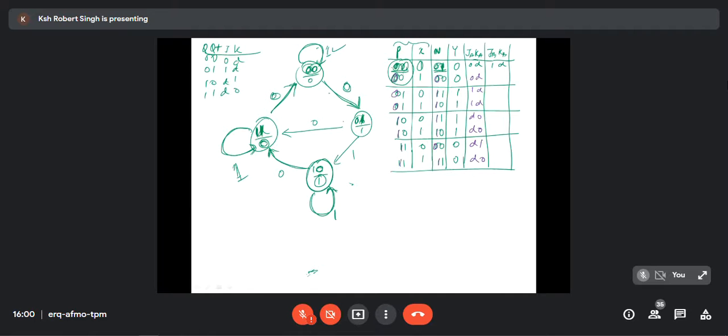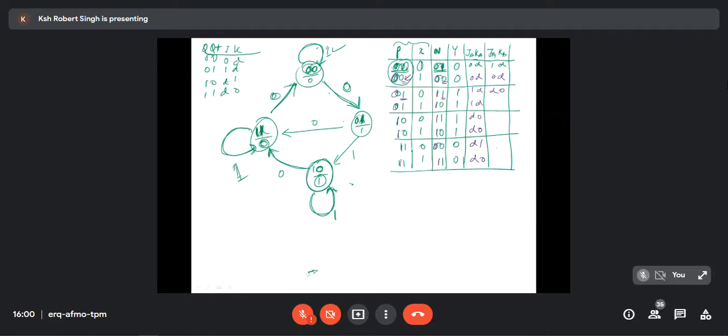Second bit is this one, 0 and my 0. Present is 0, next is 0. 0, 0 is 0D. 1 and next one is 1. 1, 1 means D0. Can you understand? Yes, sir.